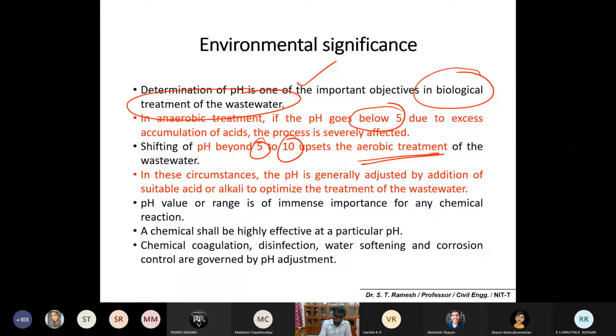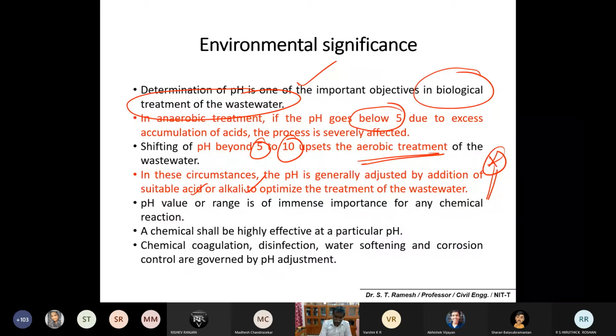And if there are any changes in the pH, normally it is adjusted by the addition of a suitable acid or alkali. You probably would have come across this if you have had any stomach problem, they may use a lot of antacids. If the pH is very high, you can add acid to neutralize, and if the pH is very low, you can add alkalis to neutralize the pH. Please make a note on this.